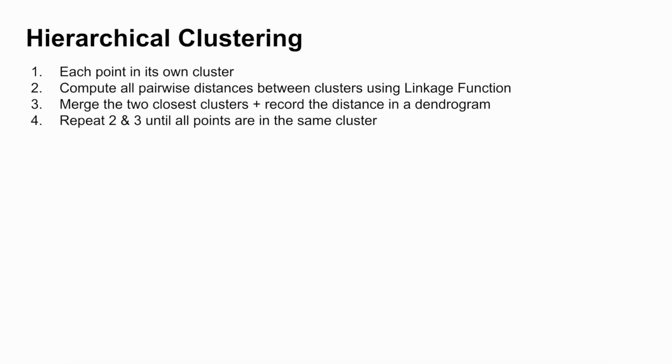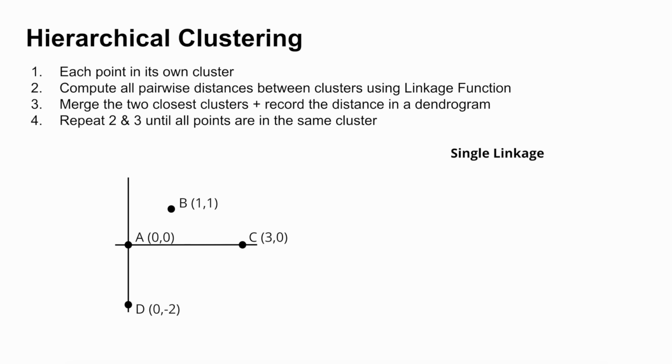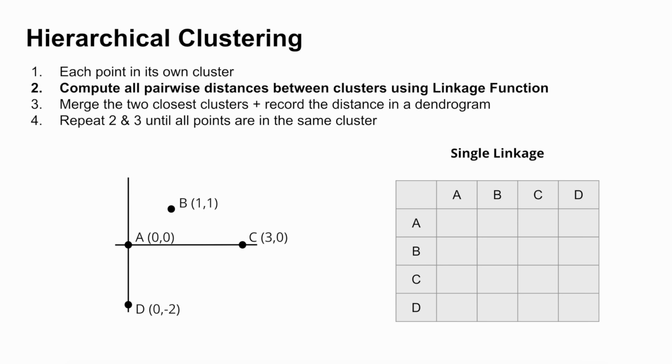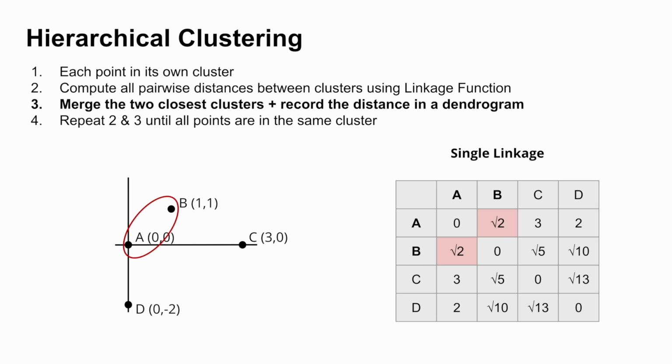Let's walk through the agglomerative clustering algorithm using the single linkage function on the following dataset. We have A at the origin, B at 1, 1, C at 3, 0, and D at 0, -2. Let's fill out the distance matrix of all pairwise distances. Now, we merge the two closest points into a cluster. That's A and B at a distance of square root of 2.